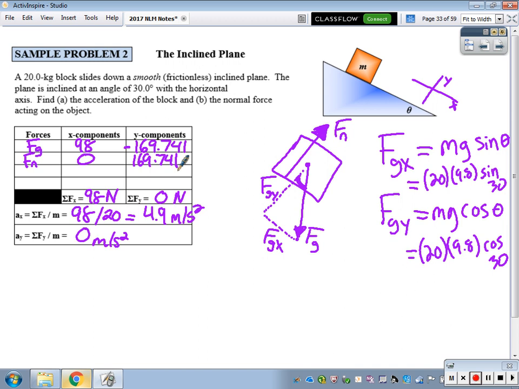I'll let you know, we also could do this, as we'll do a little bit later, when the acceleration is not 0. If we knew the acceleration was, let's just say, 2 meters per second squared, well, we could figure out what force would give us that acceleration, and then the sum would have to be that, whatever that value would be. Okay? Not there just yet, and that's okay. Any questions on sample problem 2? All right, sample problem 3.